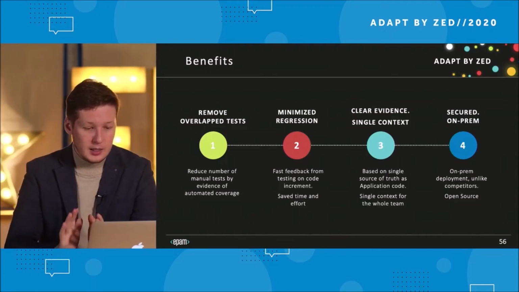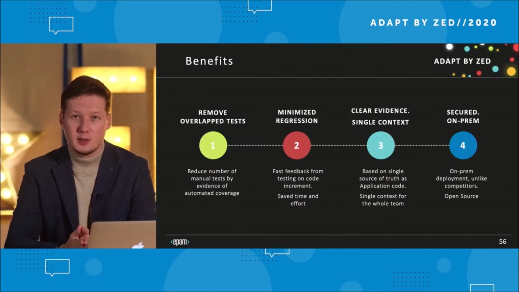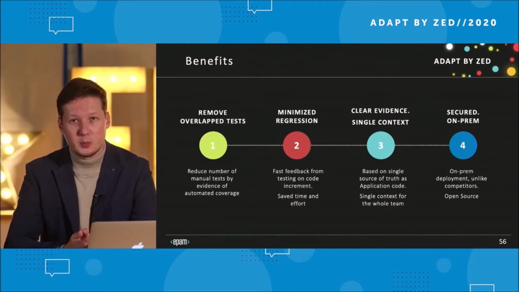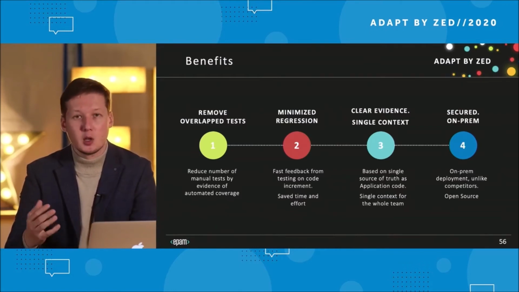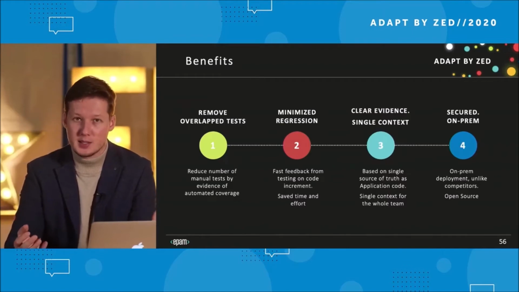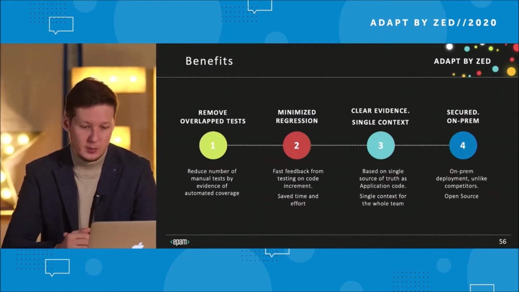Clear evidence and a single context. Again, you use solid evidence of application coverage, and you address, map and test your application right from the application instructions, rather than by prioritization and the feeling that this part was covered and this part was not. It creates a single context between developers and testers, which can easily describe for both sides which part of the application was untested and what should be done in order to cover and test this part of the application.